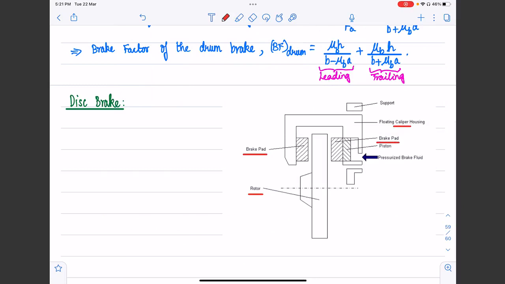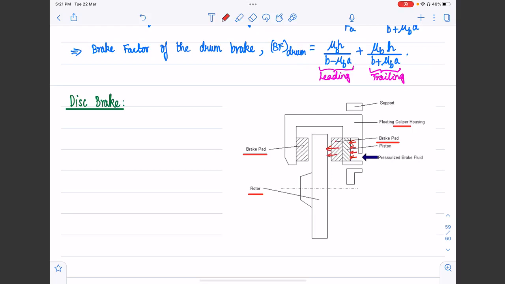So what happens is the following. When the brake is applied by the driver, and considering a hydraulic brake, the pressurized brake fluid will enter into this cavity and act on this piston. The fluid pressure acts on this piston. The pressure is converted into an actuation force, and that pushes this brake pad against this rotor. It will go and clasp the rotor.